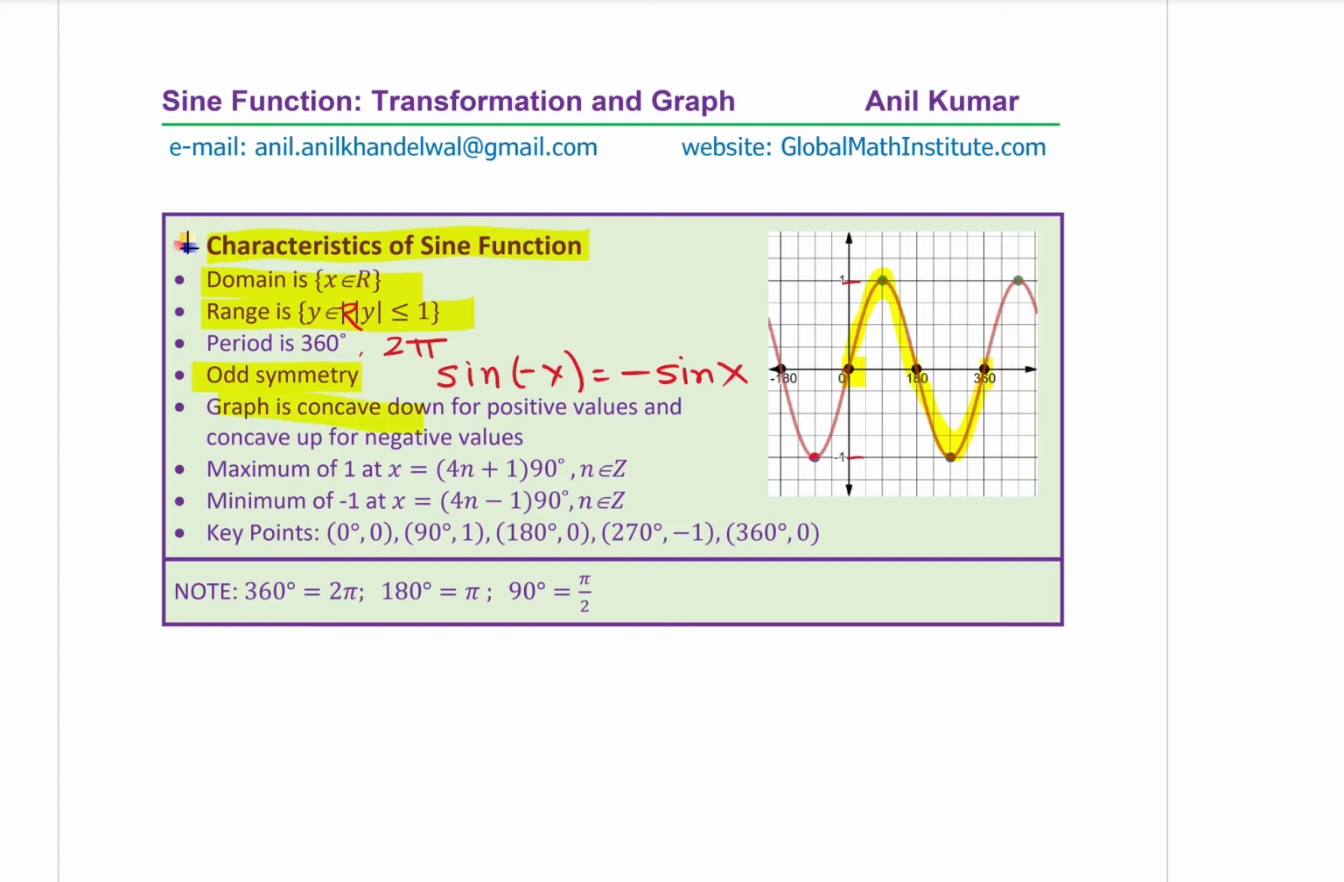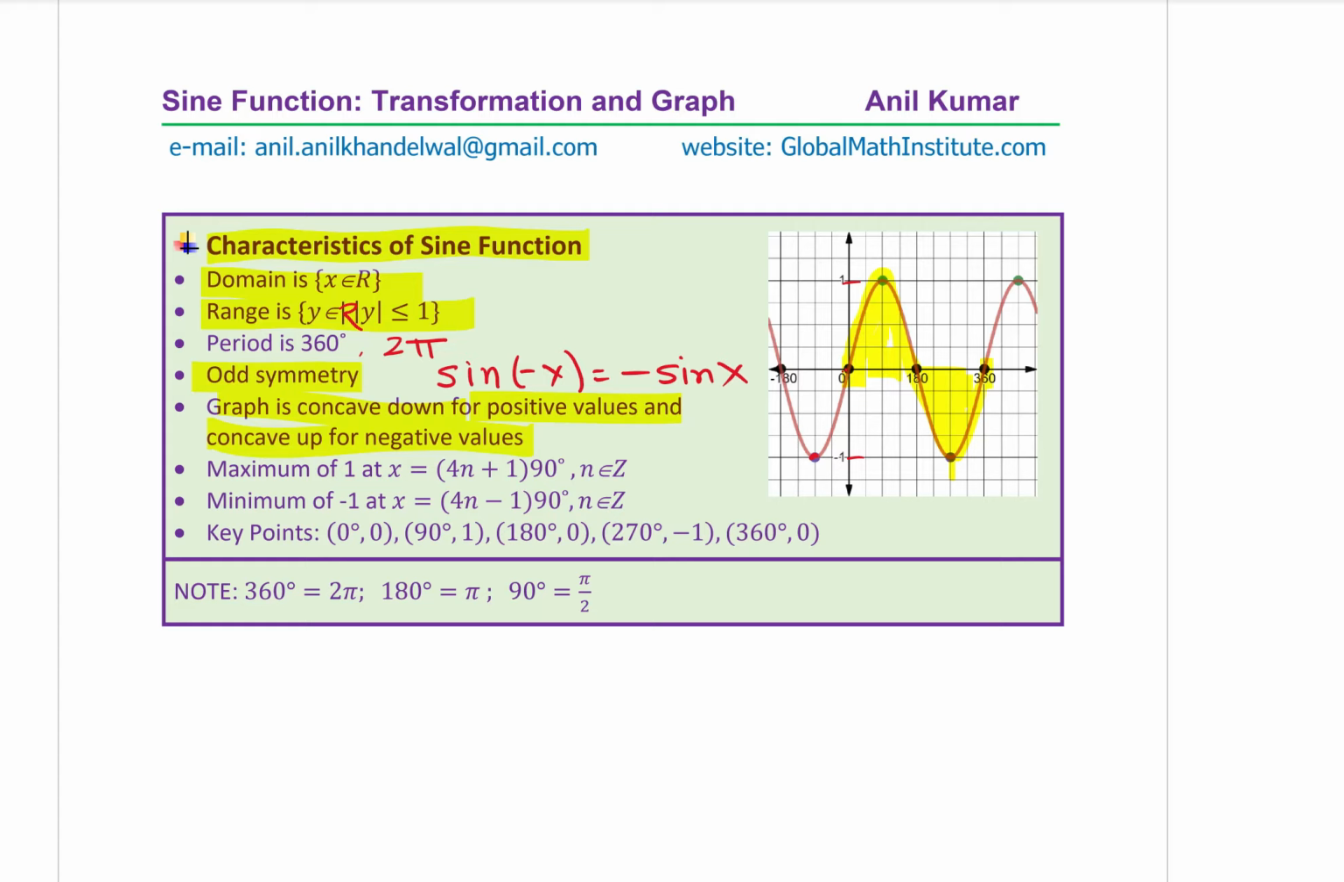Now, graph is concave down for the positive values and concave up for the negative values. So this portion, do you see it is concave down and the negative portion is concave up. That results into the local minimum, right?